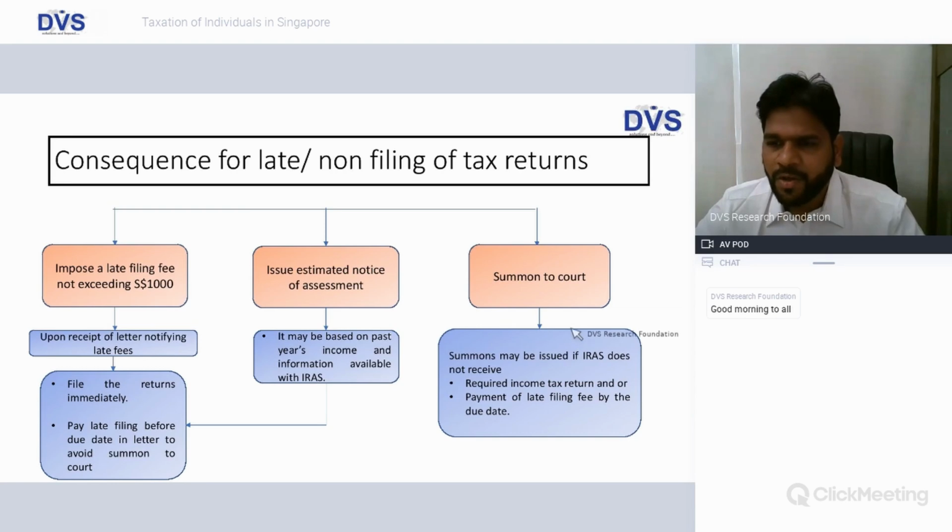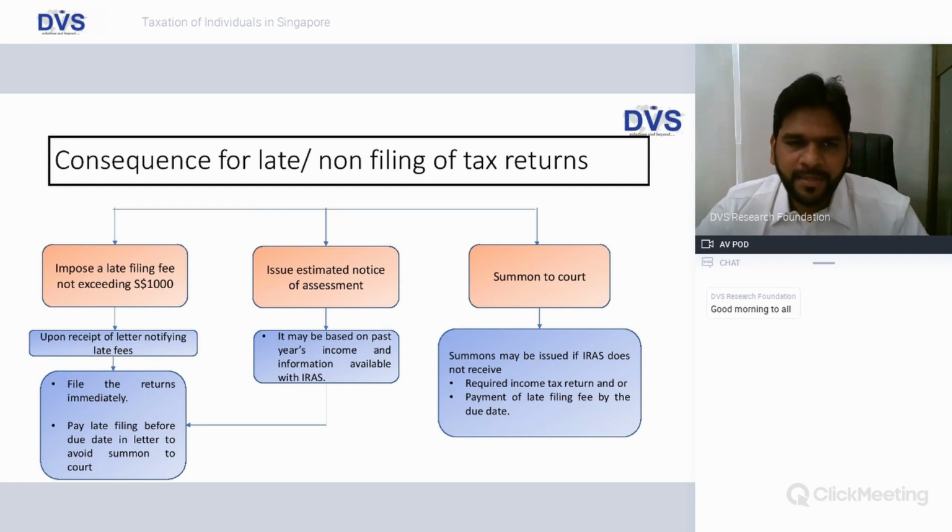So there are various consequences of non-filing of taxes. The first consequence is imposing a late filing fee not exceeding $1,000. So upon the non-filing, the tax assessing officer can impose a penalty, which can range anywhere between $100 to $1,000. Upon receiving the notice, the assessee will have to file the returns immediately and also pay the late payment fees as instructed by the assessing officer.